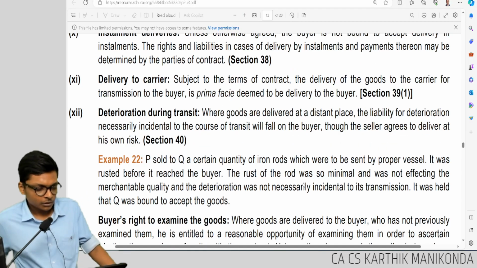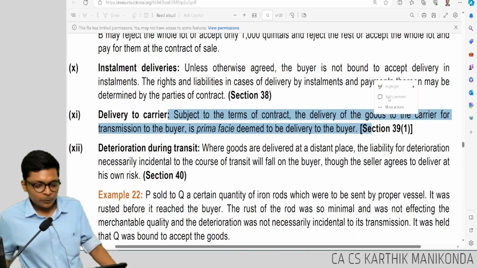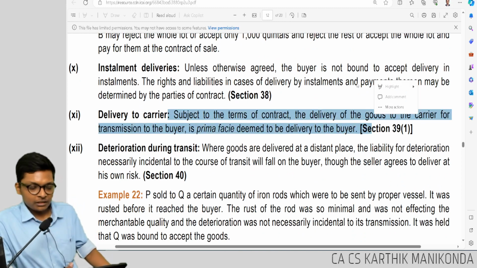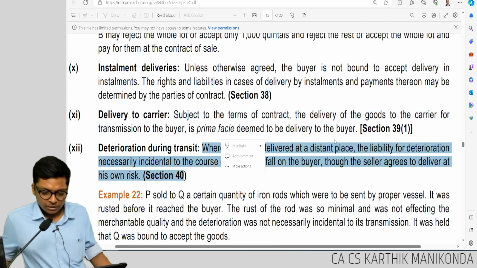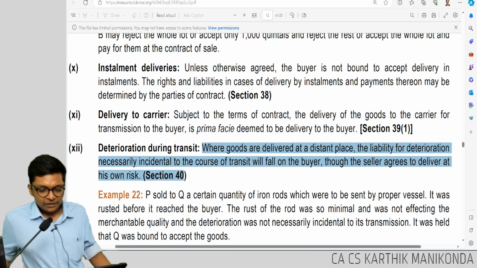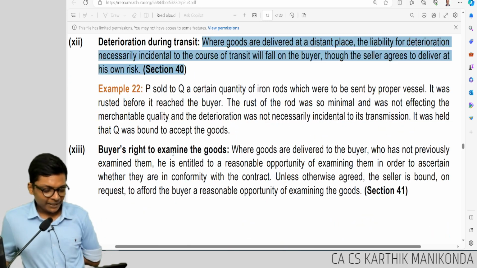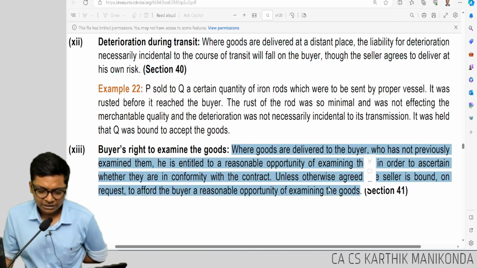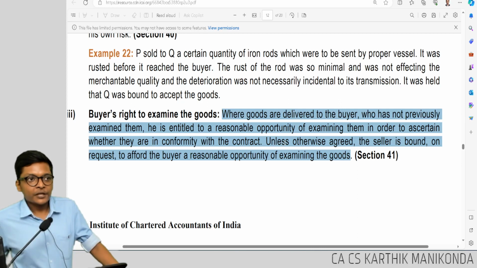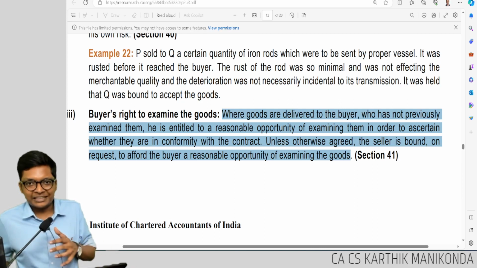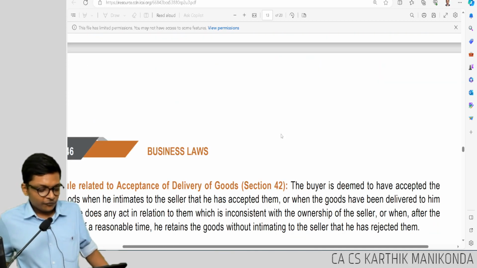Next. Delivery to carrier is deemed to be delivered to the buyer. That's simple point. Deterioration during transit. This only we saw, correct? Distant place, it will fall on buyer. Short distance means seller. Buyer's right to examine the goods. Buyer always has the right to examine the goods. If you don't allow the buyer to examine the goods at delivery, he need not accept delivery. Are you able to follow, guys?